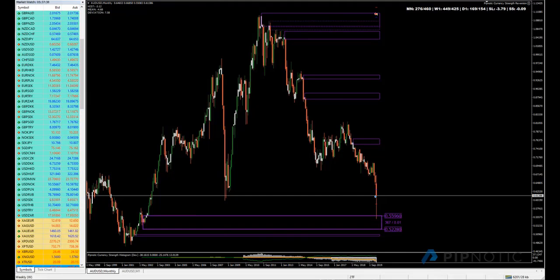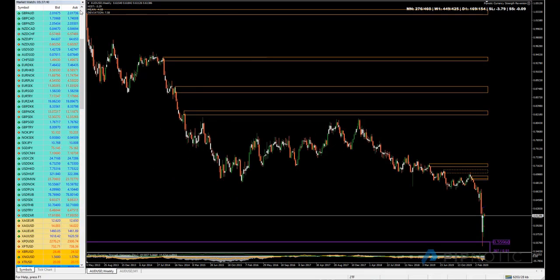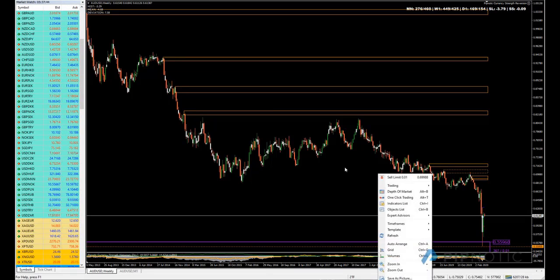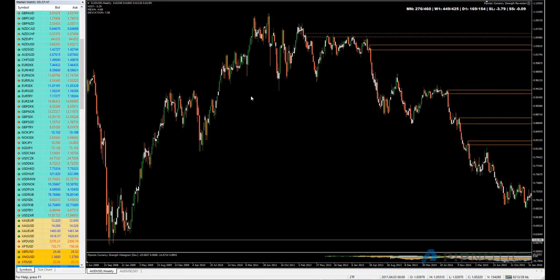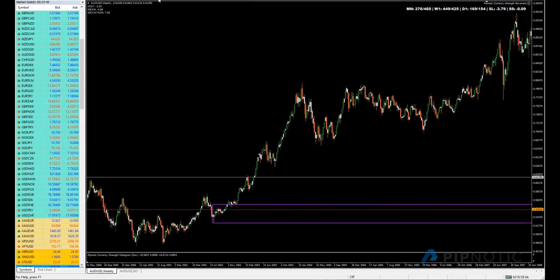If you go to the weekly chart and have a look, let's see exactly where price went to. Okay, and then we'll scroll back and see what that looked like just here. Zoom in.